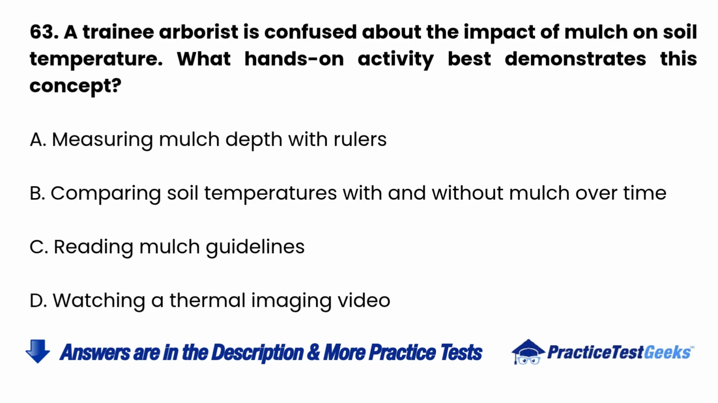63. A trainee arborist is confused about the impact of mulch on soil temperature. What hands-on activity best demonstrates this concept? A. Measuring mulch depth with rulers. B. Comparing soil temperatures with and without mulch over time. C. Reading mulch guidelines. D. Watching a thermal imaging video.